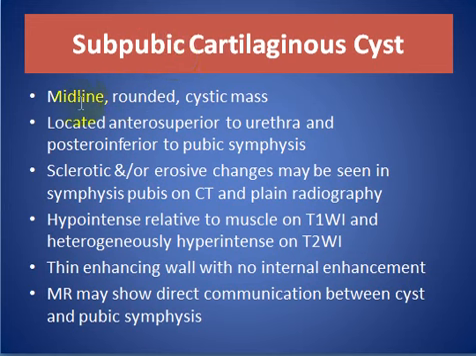Subpubic cartilaginous cyst: midline rounded cystic mass located anterior superior to the urethra and posterior inferior to the pubic symphysis. Sclerotic and/or erosive changes may be seen in the symphysis pubis on CT scan or plain radiography. Hypointense relative to the muscle in T1 weighted images and heterogeneous hyperintense in T2 weighted images. Thin enhancing wall with no internal enhancement. MRI may show direct communication between the cyst and the pubic symphysis.